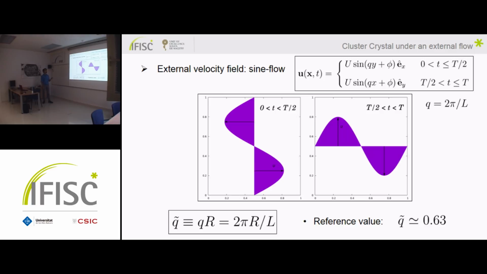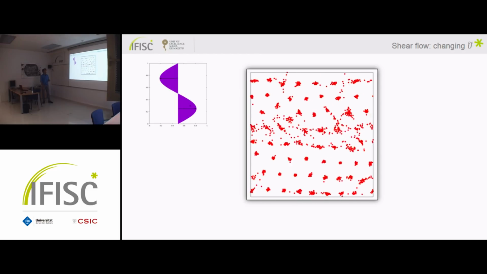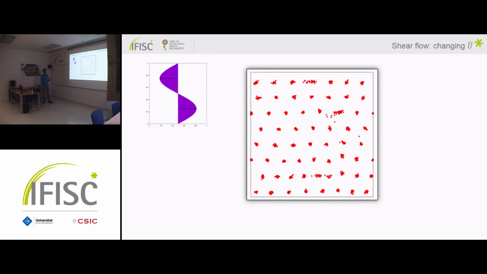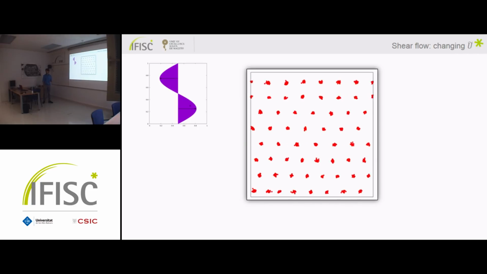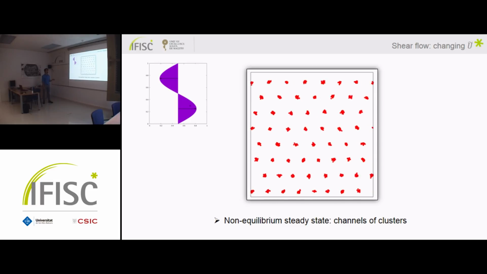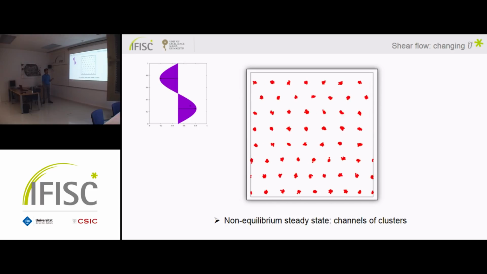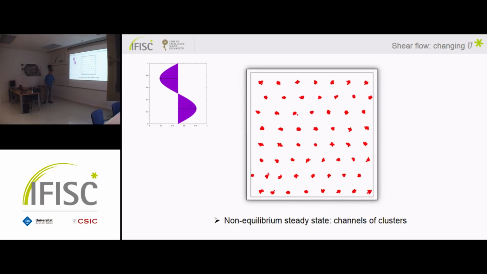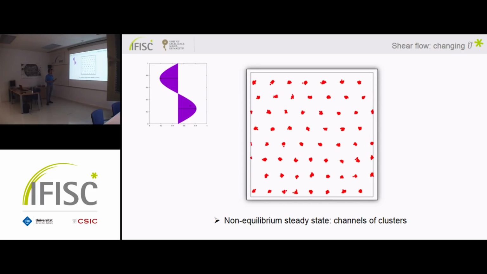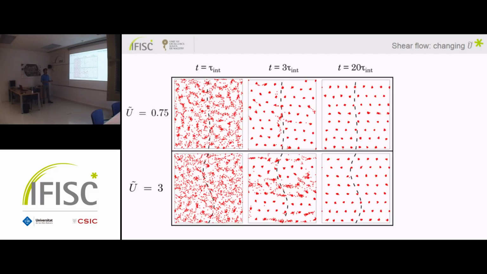So let's see what happens when we apply this velocity field to the dynamics of these interacting particles. We can see, as before, that clusters are forming. The flow does not inhibit the formation of clusters, but the hexagonal pattern does not appear. Now we have a new non-equilibrium final steady state that forms channels of clusters that move coherently along the paths given by the velocity field. This non-equilibrium steady state is the same for all the ranges of values that we have considered.